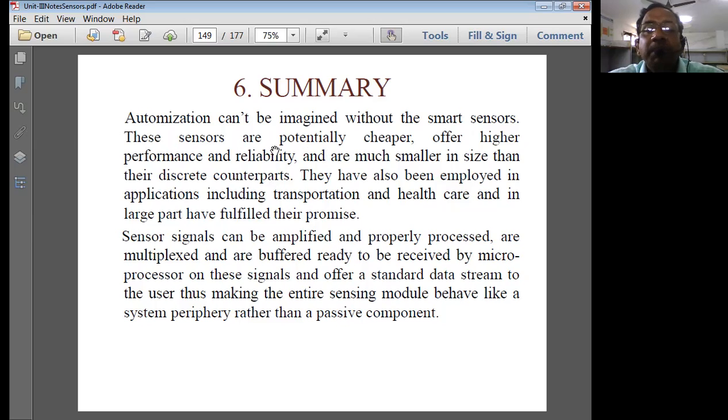They are cheaper, keeping in view the advanced technologies and the incorporation of advancements in the hardware. They have also been employed in applications including transportation and healthcare systems. So sensors are now part and parcel of our everyday life. Everywhere we are using sensors. You can just name the application, and we can normally use sensors there. That is what sensors are going to do.